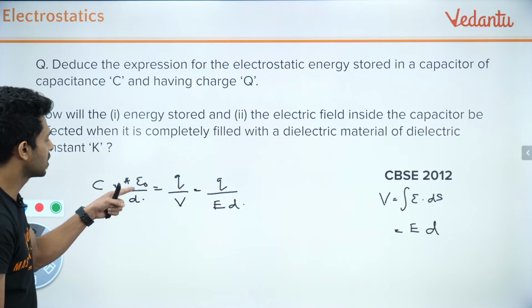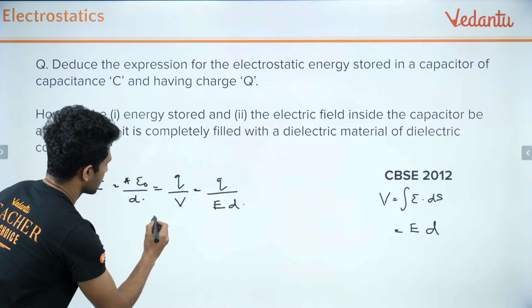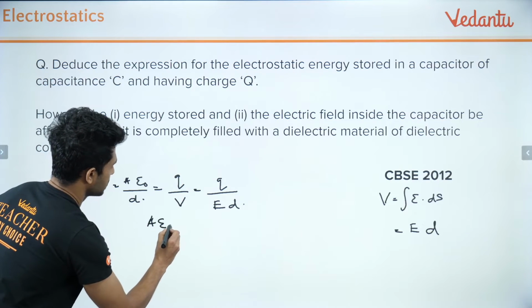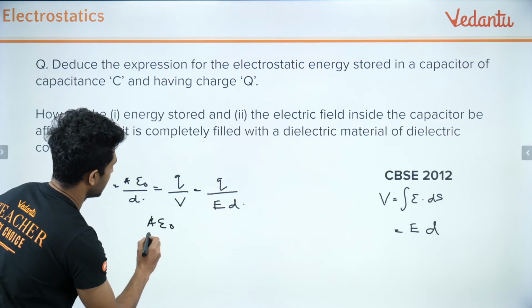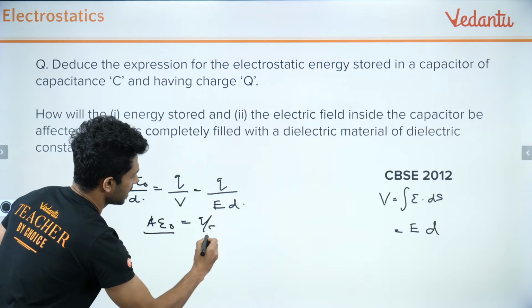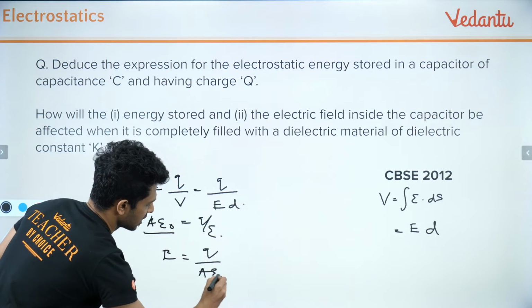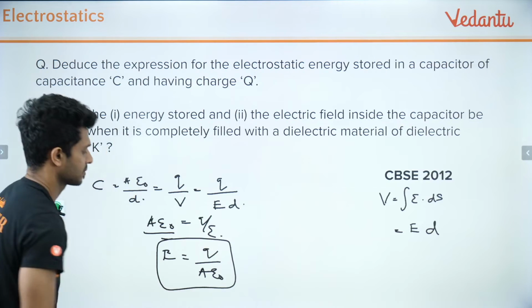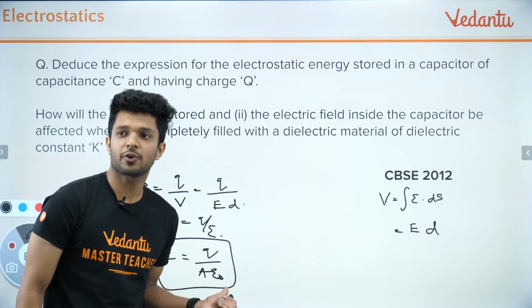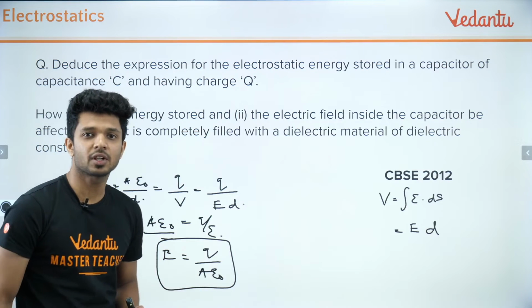So A epsilon 0 by d is equal to Q by Ed, or you can write A epsilon 0 divided by A epsilon 0 is equal to Q by E, or the electric field is equal to Q divided by A epsilon 0. Right? Now you got the formula. We got the formula for electric field is equal to Q by A epsilon 0.